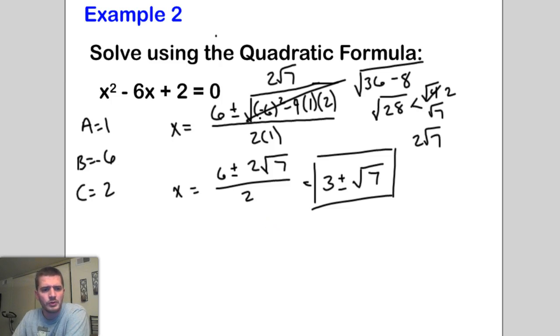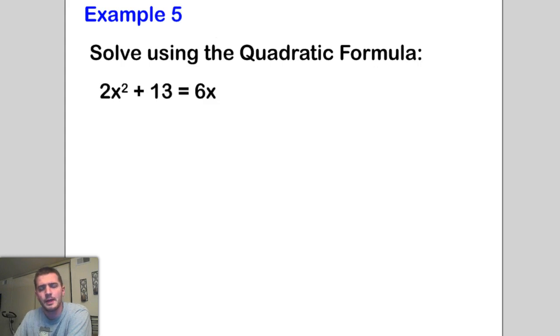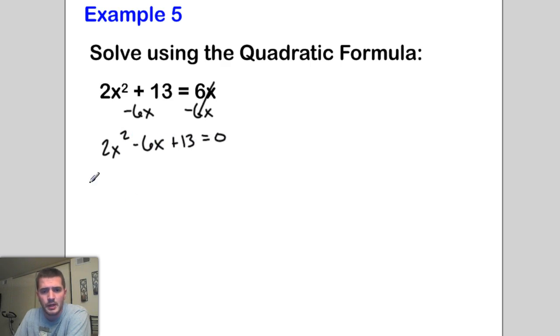All right, let's do one more for the quadratic formula, then we'll move on to the discriminant. Let's look at this guy. So you'll see here that it's not equal to 0, so we need to go ahead and make it equal to 0. Again, you see I skipped a couple examples, so pay no attention to that. In this case, I'm going to subtract this 6x over, because it's hard to tell what my a, b, and c are without it equal to 0. So it's going to be 2x squared minus 6x plus 13 equals 0. So I know that a is 2, b is -6 again, and then c is 13. So let's plug it in and see what we get.